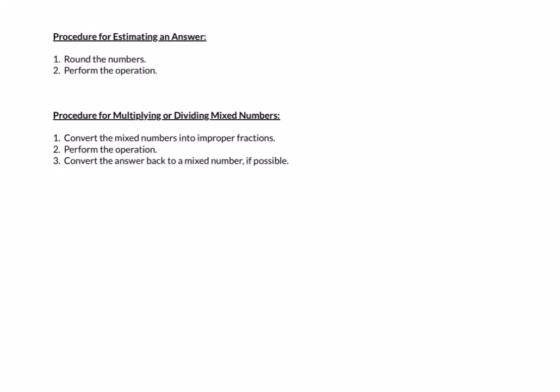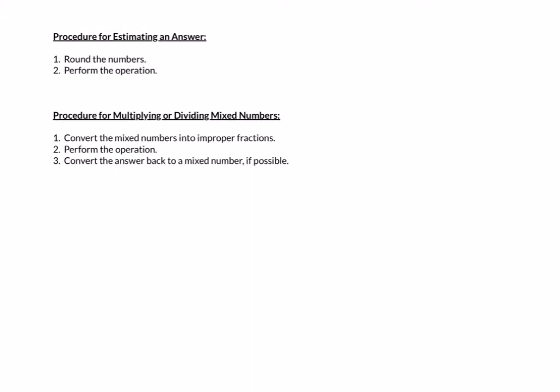Okay, so procedure for estimating an answer. We want to round the numbers and then perform the operation. When we are done with our problem, we want to go back and check that our exact answer is close to our estimated answer. The other thing we're going to do is find the exact answer.